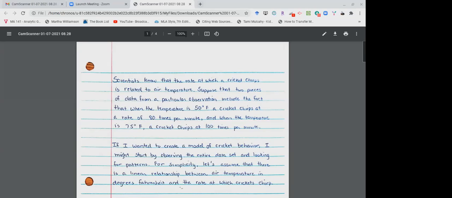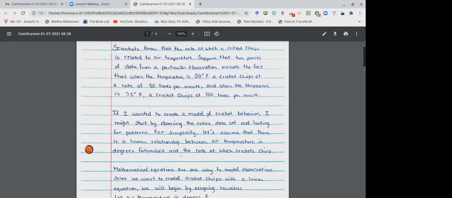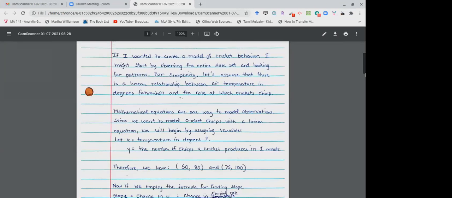Now, the linear relationship is significant because it means that I can assume that the temperature change and the rate at which cricket chirps change is constant. So it's a certain amount of rise in temperature gives me a certain amount of change in cricket chirps.